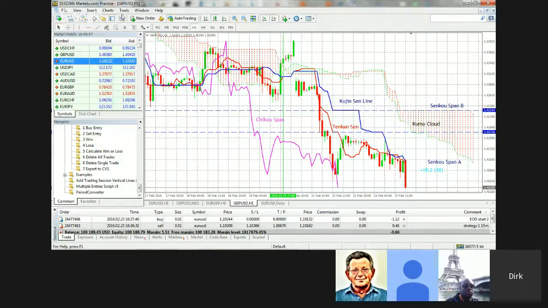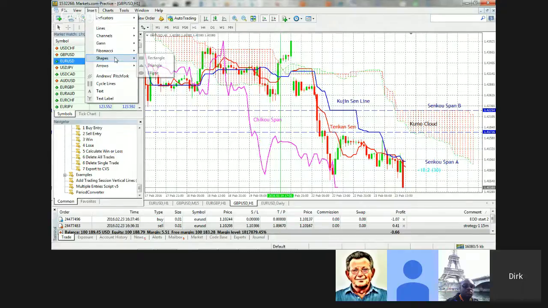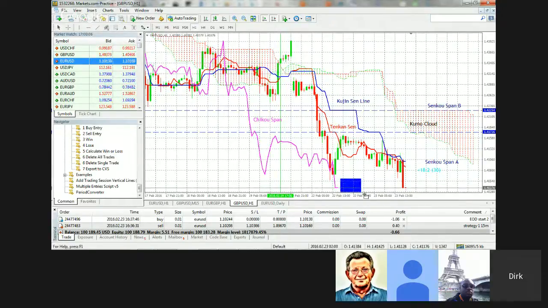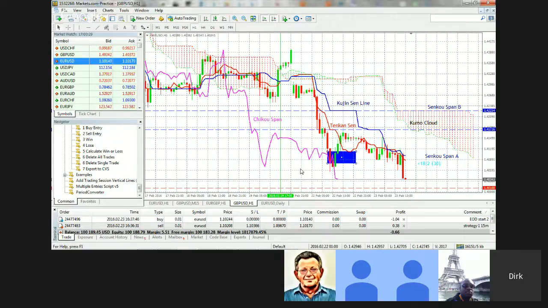Because if it is, remember with the Chiku span, what we want is a nice, clear, open space in front of the Chiku, because that means that price can run. Technically, we've got confirmation of Chiku breaking price on this one because it's got some nice open space in front of it. When it was at that point there, it was actually heading into price, and I would not have taken the trade purely for the fact that when Chiku runs into price, it means that it's most likely going to consolidate.